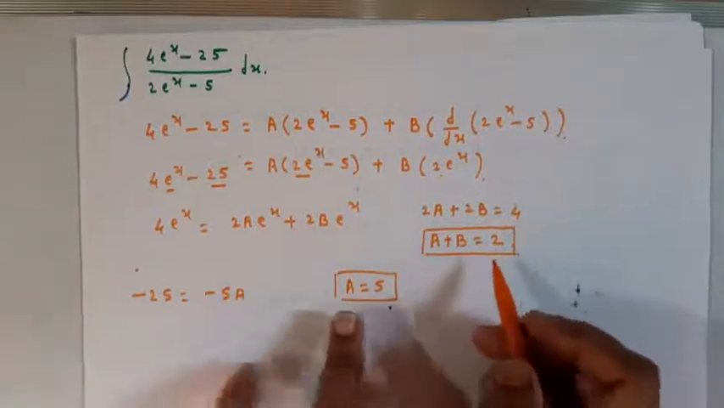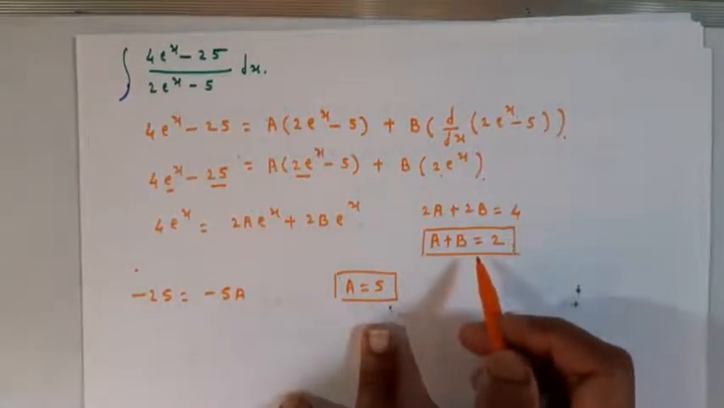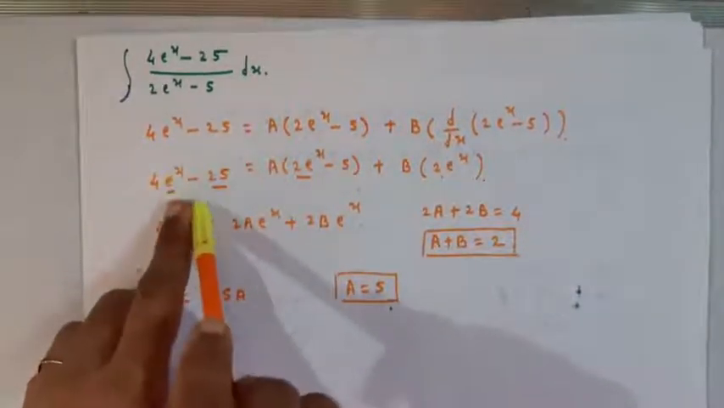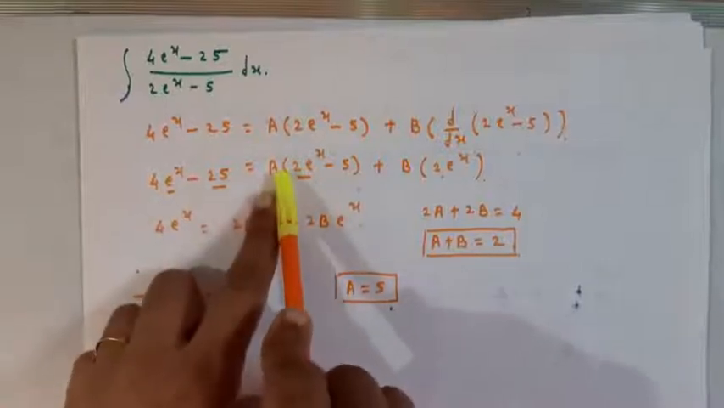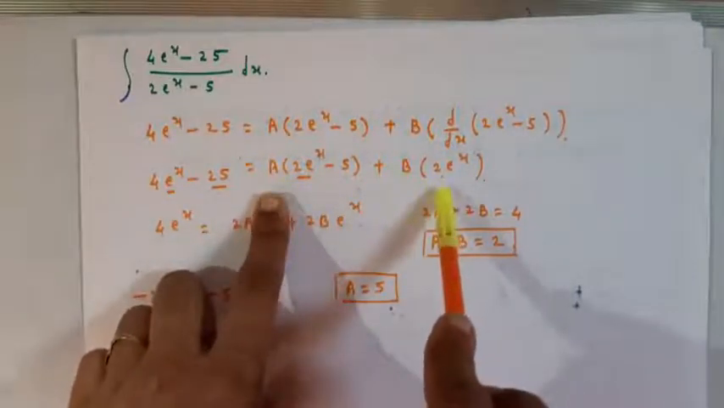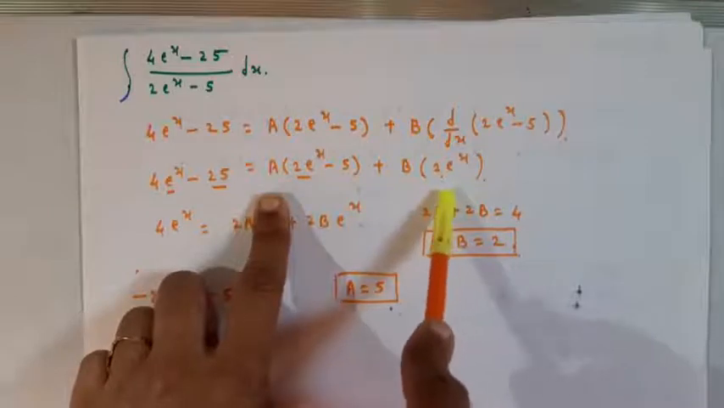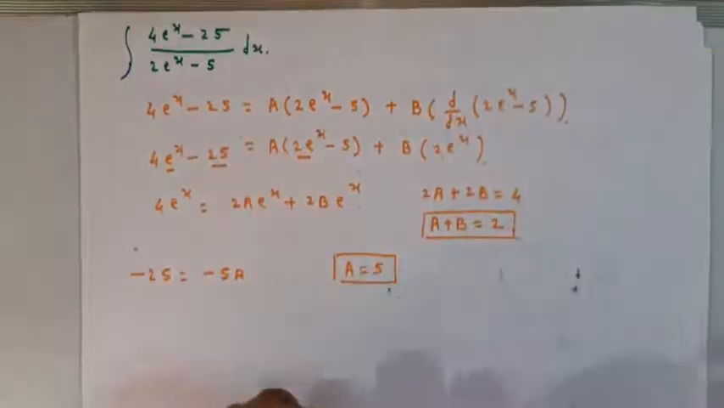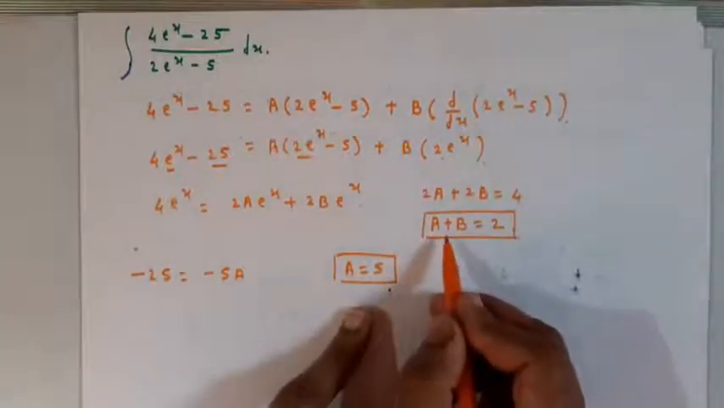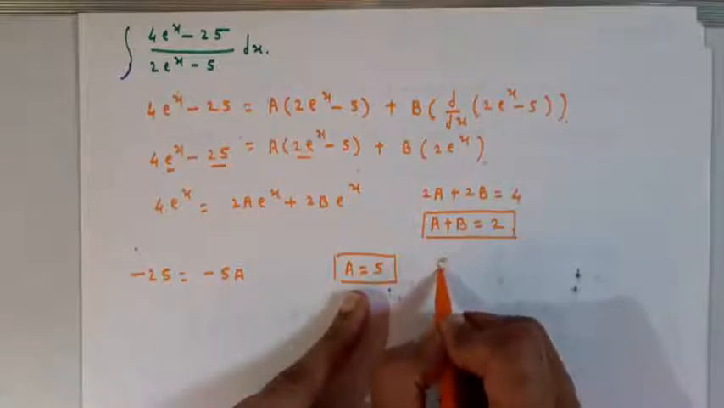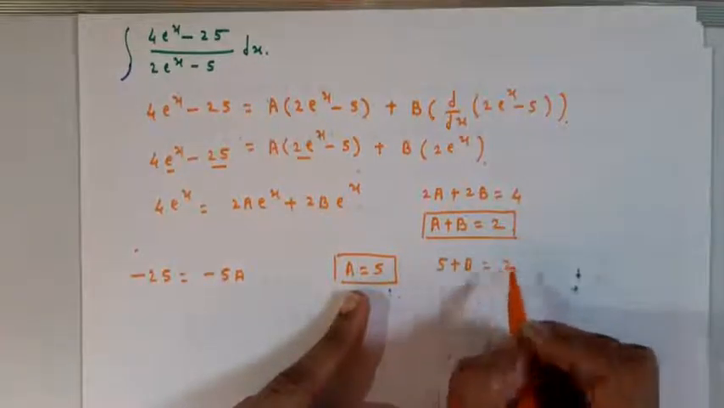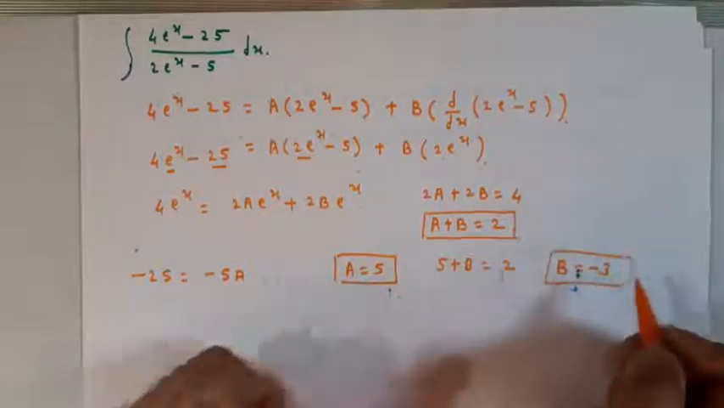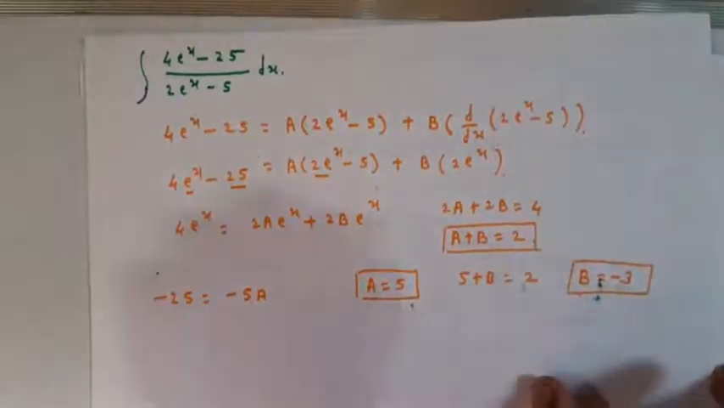And now the value of b. After comparing the coefficients, 4 e raised to x equal to 2a e raised to x plus 2b e raised to x, and a plus b equal to 2. So put the value of a in here. We get 5 plus b equal to 2. Hence b equal to minus 3. These are the values of a and b.